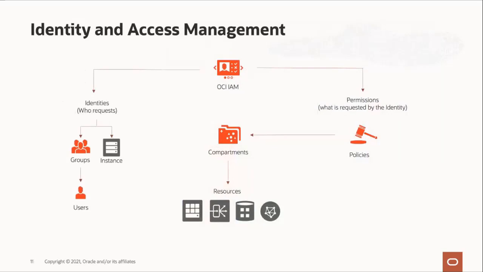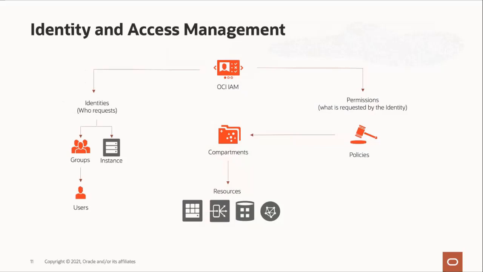So that is a part of our identity and access management, or IAM for short. It basically enables you to control who can do what in your OCI account. If you look at this visual, we can see our identity and access management, and then we'll have the actual identity, so who is requesting access, as well as the permissions.